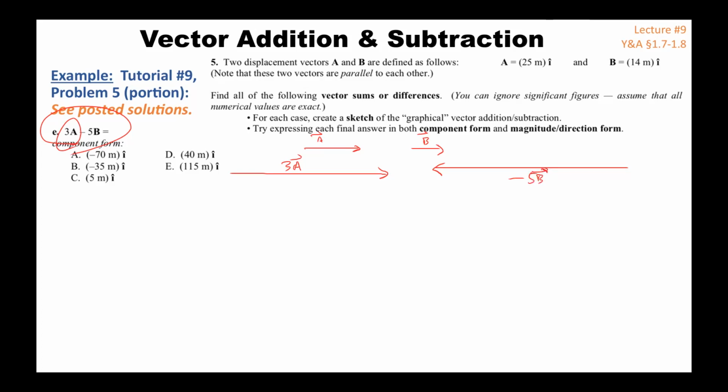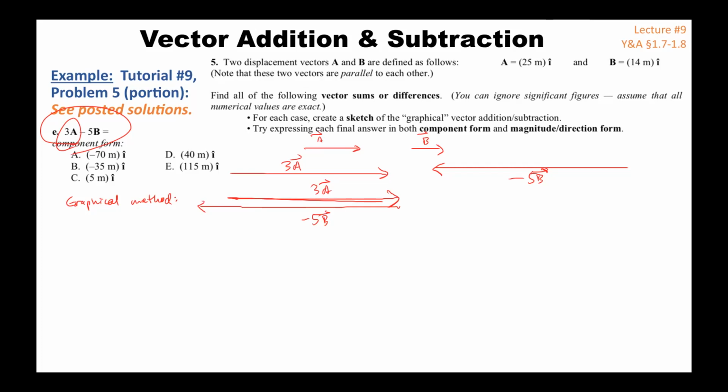Now, when I put these tip to tail to show the vector addition graphically, although I'm not going to measure it with a ruler here, then we have 3A, and we have 3A minus 5B. I can't tell just by eyeballing it whether minus 5B is going to be longer or shorter than 3A. So I can just guess right now. I'm going to guess wrong, and pretend that it's a little bit longer than 3A. And we'll see what happens once we actually do the subtraction.